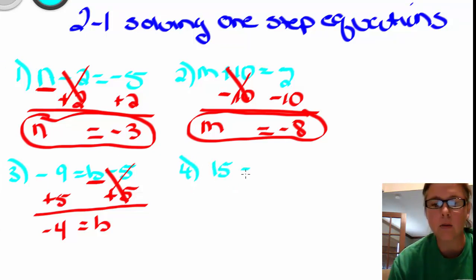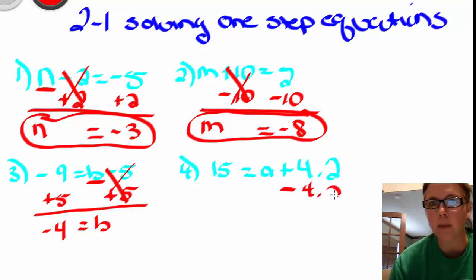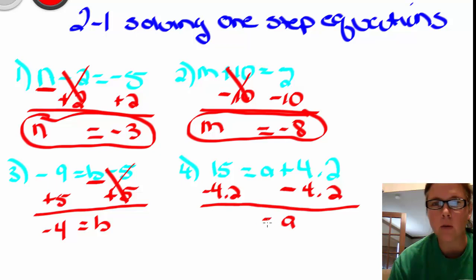Number 4, 15 equals a plus 4.2. So again, this is a plus 4.2, so we do the opposite. Minus 4.2. You always move away from the variable. Minus 4.2, so a equals 10.8.